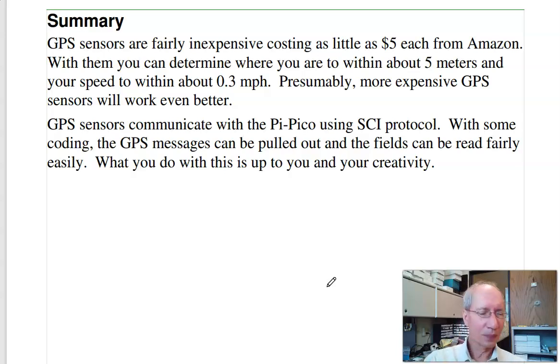So in summary, GPS sensors are actually pretty easy to use and they're fairly inexpensive. The ones I'm using are $5 from Amazon. With that, you can determine where you are to within about 5 meters, your speed to within about 0.3 miles an hour. Presumably, more expensive GPS sensors will work even better. Also, the GPS sensors communicate with the Pi Pico using the serial protocol. With some coding, the GPS messages can be pulled out of the fields and read fairly easily. What you do with that is up to you and your creativity.